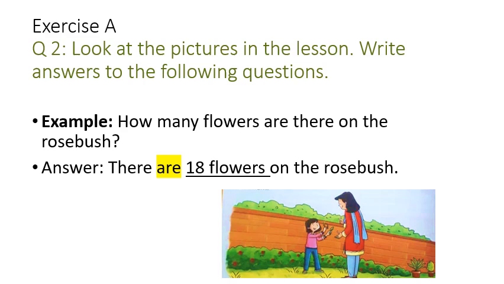Now, here I have highlighted in yellow the word are. We are using are here because there are 18 flowers. The flowers are plural, so we are going to use are here. There are 18 flowers. Flowers have been underlined. So when the noun is plural, we are going to use are.